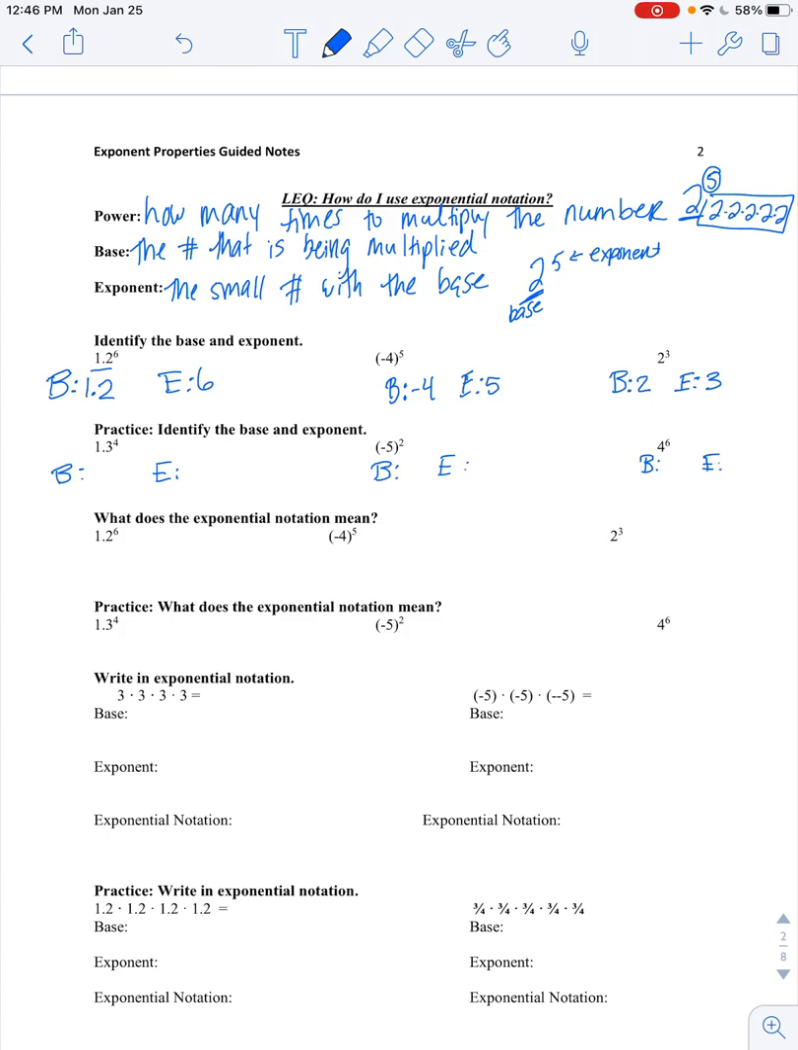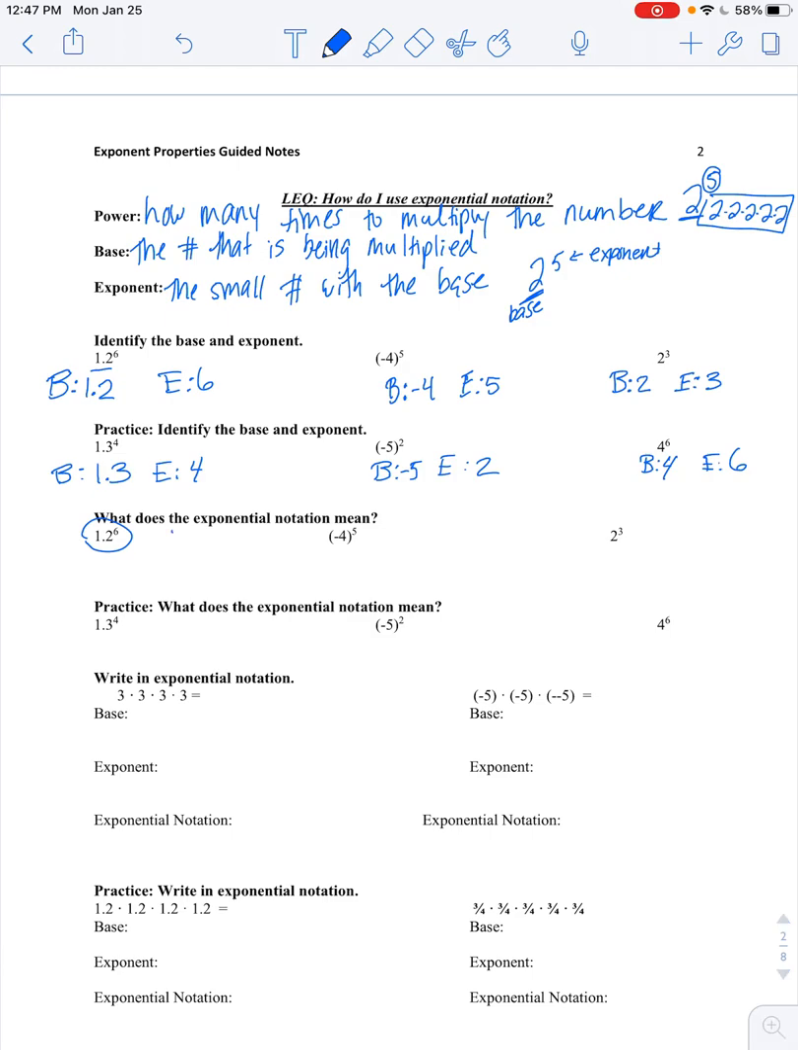Okay, so looking at 1.3 to the 4th, 1.3 is your base, 4 is your exponent. Looking at -5 to the 2nd, -5 is your base, 2 is your exponent. 4 to the 6th, 4 is your base, 6 is your exponent. Okay? What does the exponential notation mean? When you see a base and an exponent, the base is the number that is being multiplied, and the exponent is how many times that number is being multiplied.